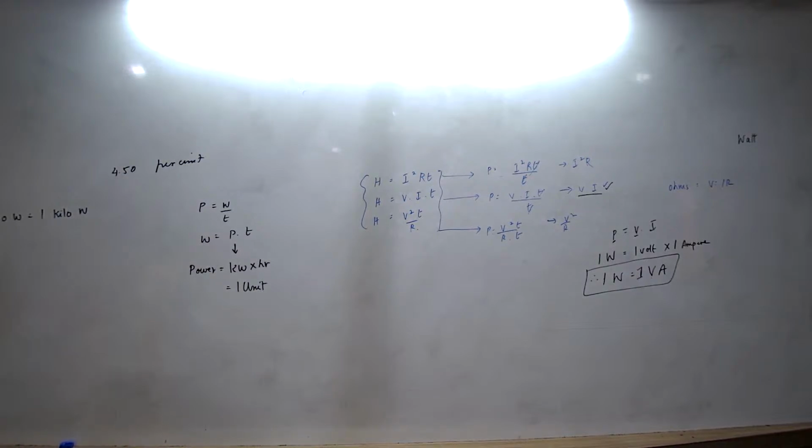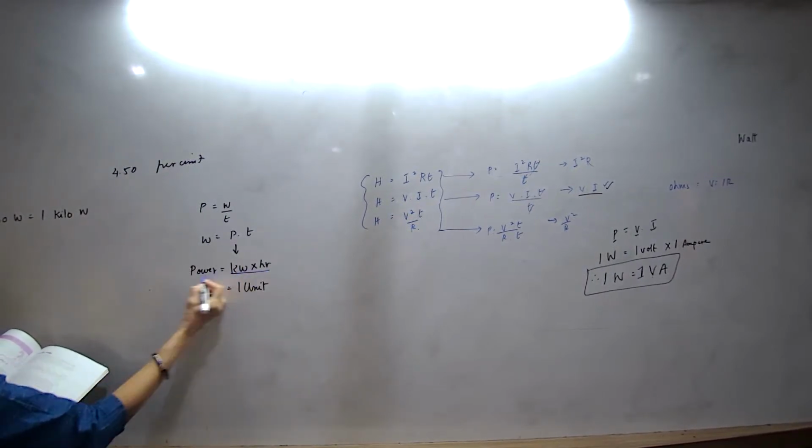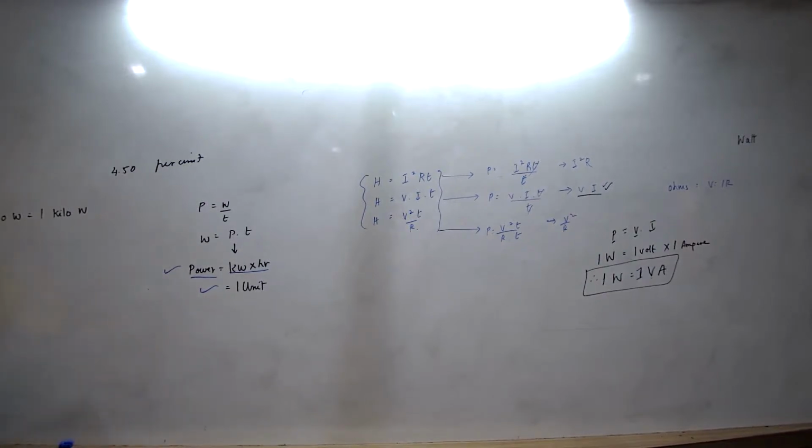Commercial unit of electric energy is kilowatt hour. So that's your kilowatt hour, which is equal to 1 unit. Write it out.